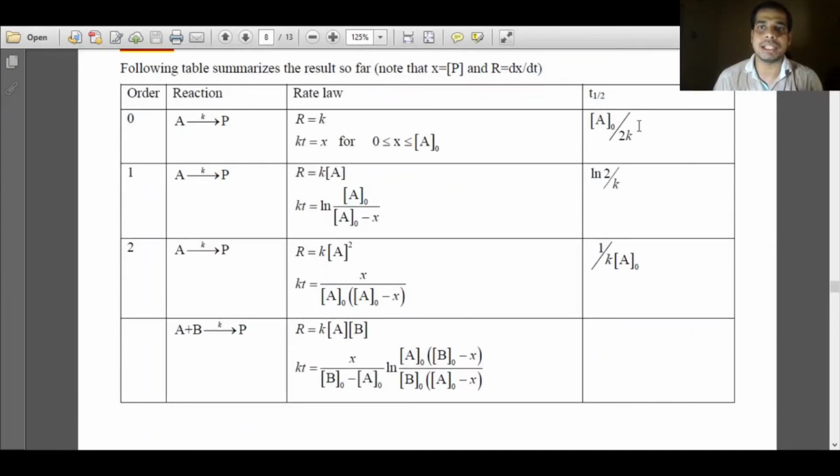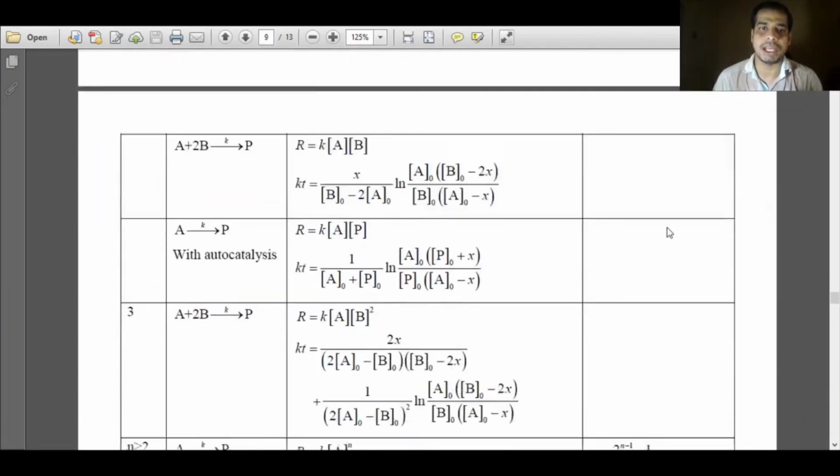For a zero order reaction, half-life is directly proportional to the initial concentration of the reactant. For a second order reaction, half-life is inversely proportional to the initial concentration of the reactant, and for first order it is independent of the initial concentration of the reactants.